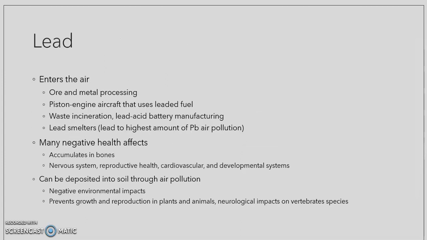So the next one is lead. Lead is a huge topic. It's a pollutant in the air that is monitored by the EPA, as well as in other instances like in water. But it is monitored in the air because it can come from ore and metal processing. It also can be emitted by waste incinerating and lead acid battery manufacturing. And it can be found in high concentrations near lead smelters. And lead just has tons of negative health effects. And it can also be deposited into soil through air pollution. So it's really important to mitigate lead pollution in the air.